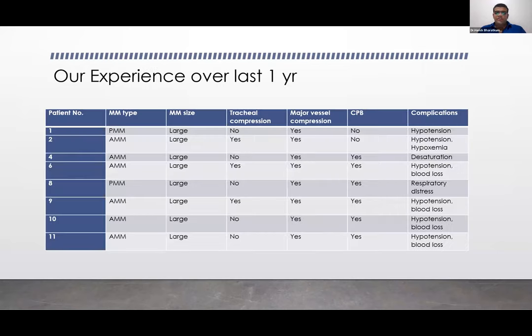So our experience over the last 1 year was we've had around 11 patients with mediastinal mass. Majority of them were anterior mediastinal mass and large in size. So you can see there was tracheal compression in all the patients with anterior mediastinal mass, and major vessel compression was also there. And we required cardiopulmonary bypass for almost 7 to 8 of them. And the major complications we encountered during the intra-op period were hypotension, desaturation, and blood loss.